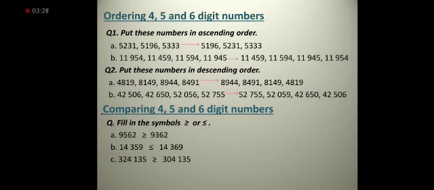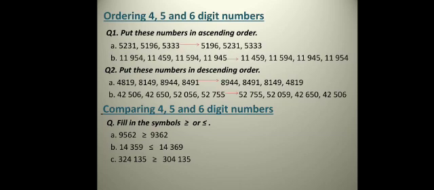Question number 2. Put these numbers in descending order. Descending order means largest to smallest. Part A. 4,819, 8,149, 8,944, 8,491. In descending order, we arrange it like 8,944, 8,491, 8,149, 4,819.